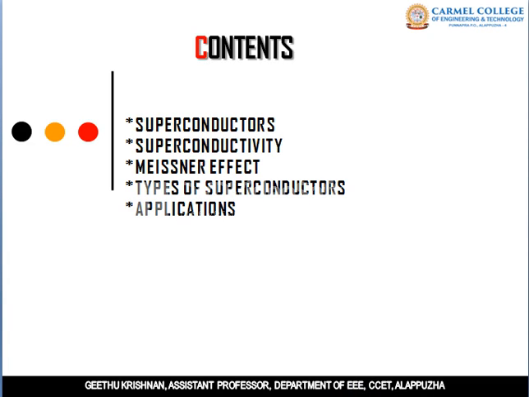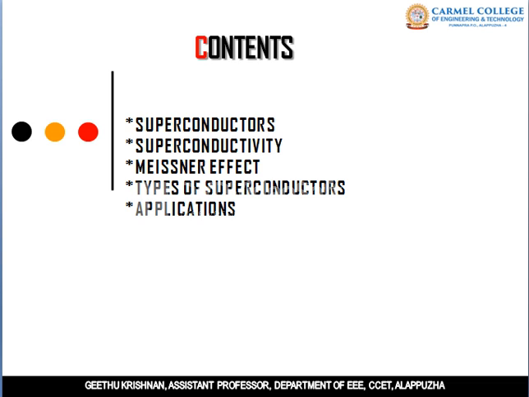Hi students, today we are going to discuss superconductors, superconductivity, the Meissner effect, types of superconductors and their applications. We already know that the electrical resistance of a metal or alloy is a function of temperature. Resistance decreases as the temperature falls and tends to acquire a very low value at absolute zero. Normally, for metals, resistance decreases as the temperature decreases and reaches a very low value.